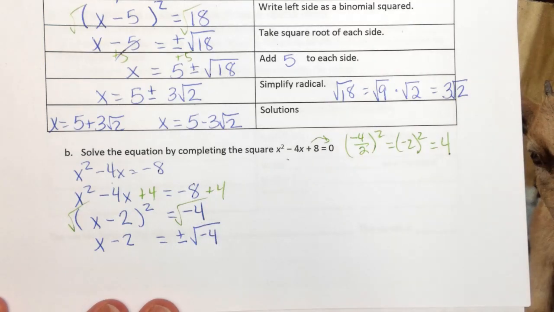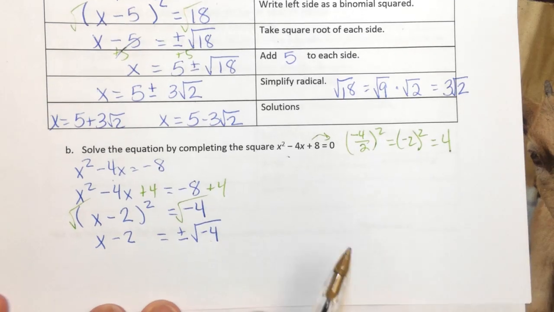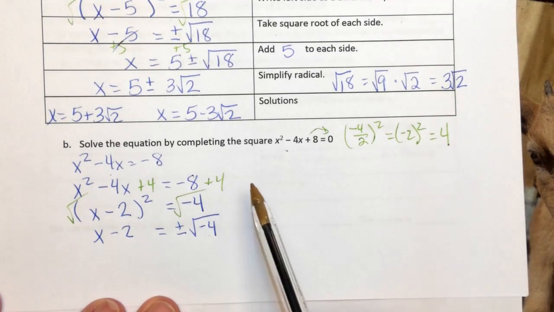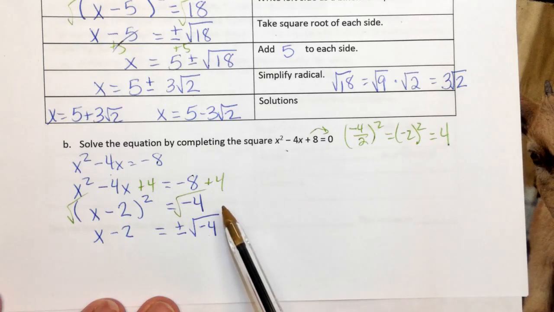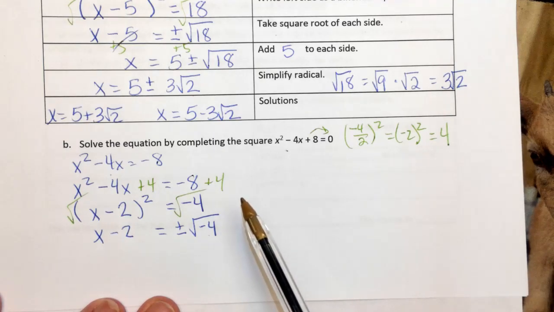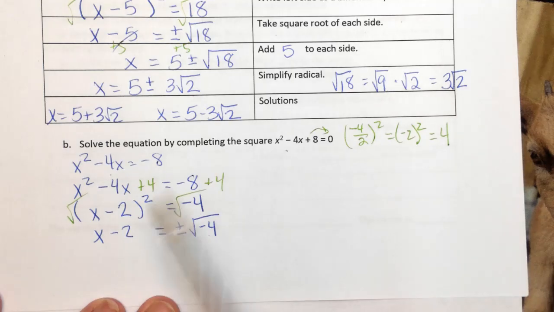Now, you cannot stop there and say no solution. We have now learned about what the square root of negative numbers are. They're imaginary. So what does this mean? That means if you were to graph this, your graph would not actually cross the x-axis. That's all it means. All right, so we're going to still keep going.